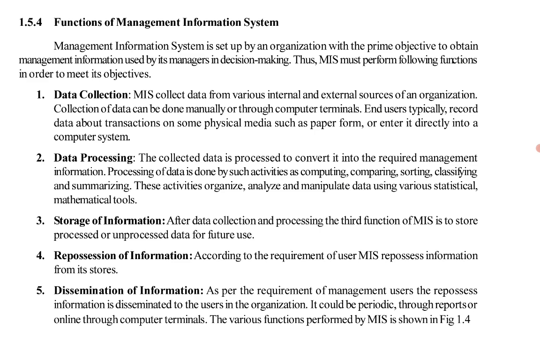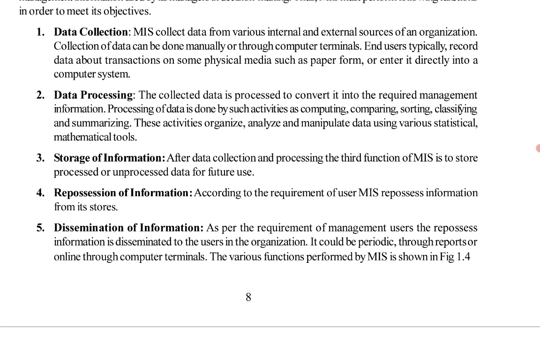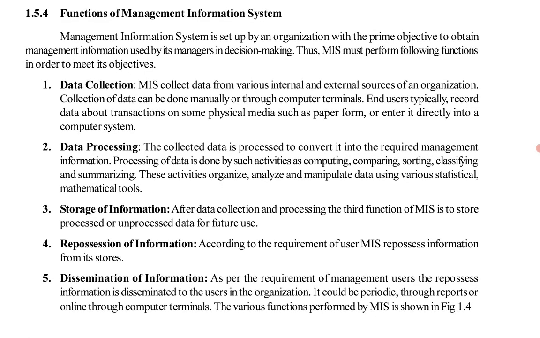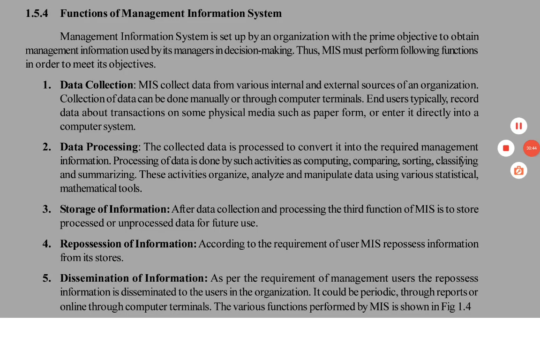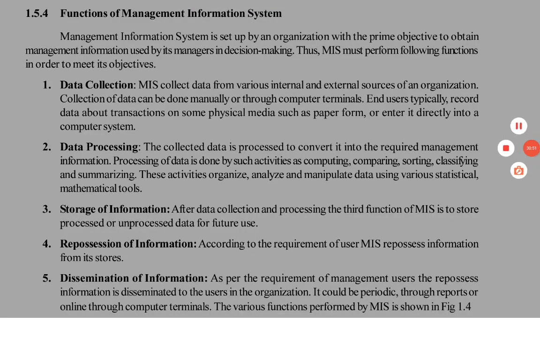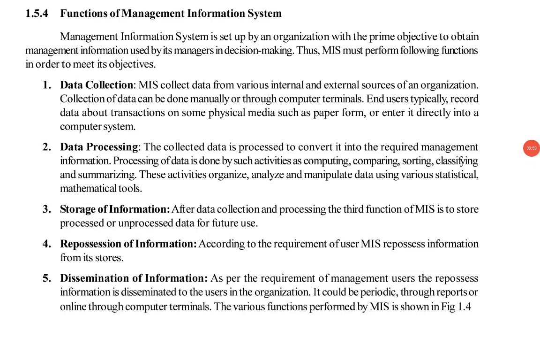So the following are the functions or functionalities of the MIS to meet its objectives. First one is data collection. Second one is data processing. Third one is storage of information. Fourth one is retrieval of information. Fifth one is dissemination of information. So all these are the important roles or functionalities of MIS. So what are the main functionalities of MIS? The first one is data collection.